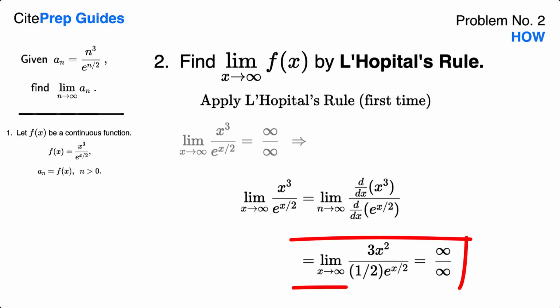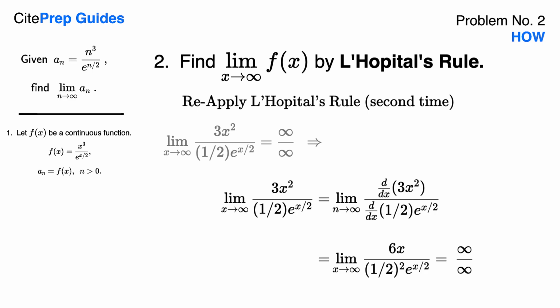Unfortunately, the result from applying L'Hopital's Rule the first time is yet another indeterminate form. Therefore, we must apply L'Hopital's Rule a second time. As before, we apply L'Hopital's Rule by taking the derivative of the numerator and denominator independently, then finding a new limit by direct substitution.